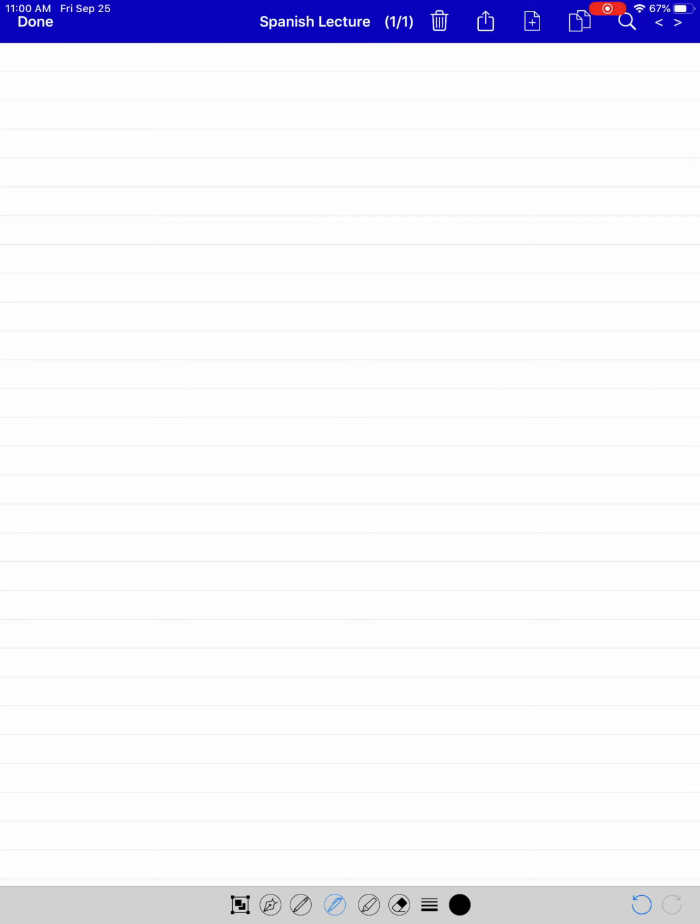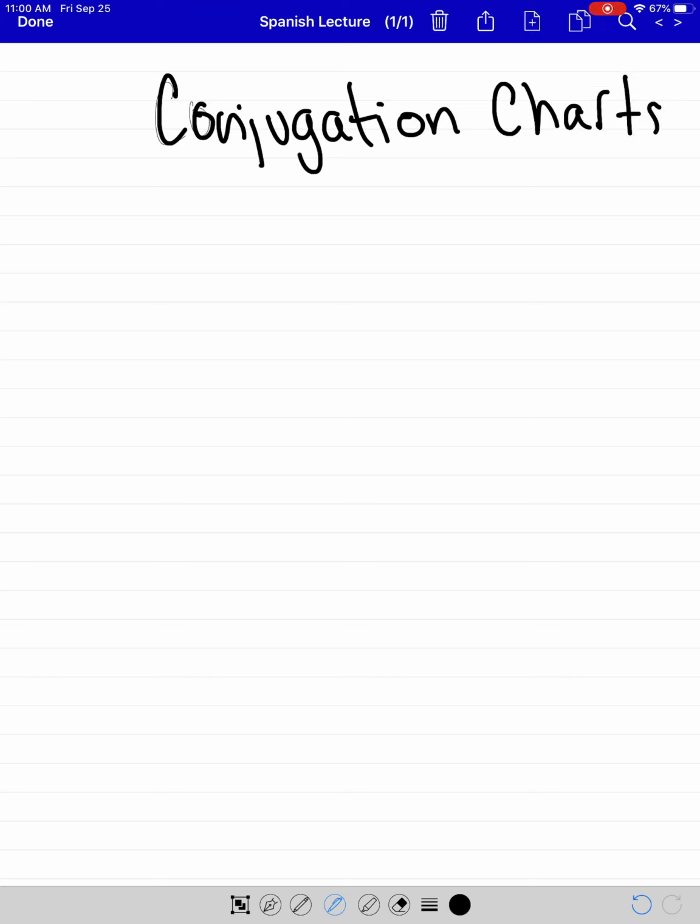So today we're going to learn what are called conjugation charts. And conjugation charts are extremely important because it's something that you're going to be using for the rest of your Spanish career. Even if you go on to take Spanish all 4 years in high school, you are going to use conjugation charts every single year. They will never, ever go away.